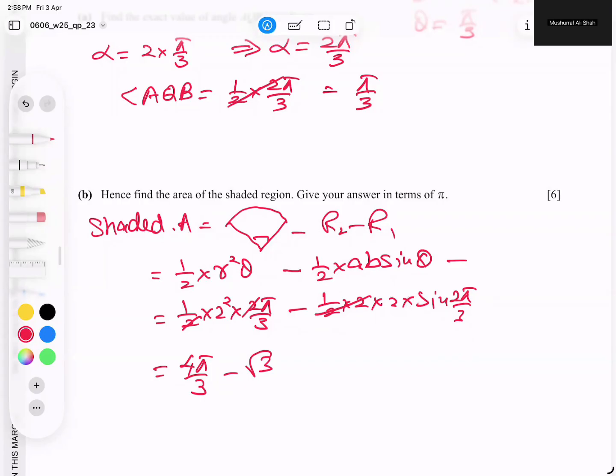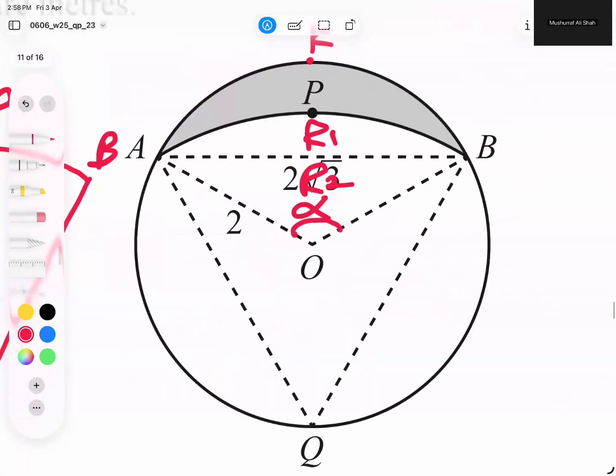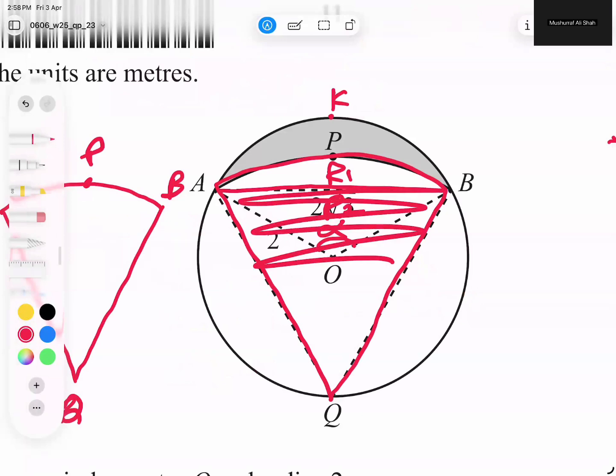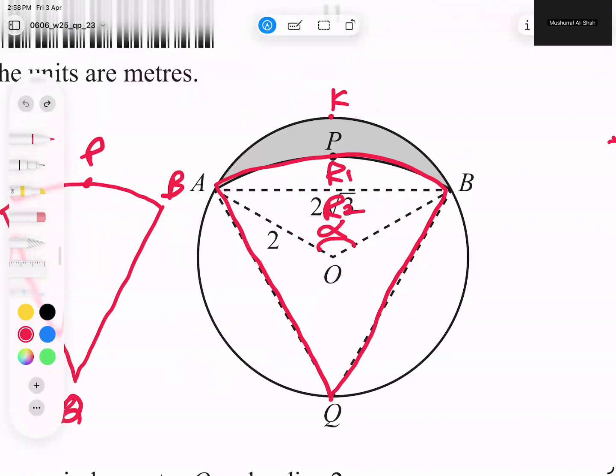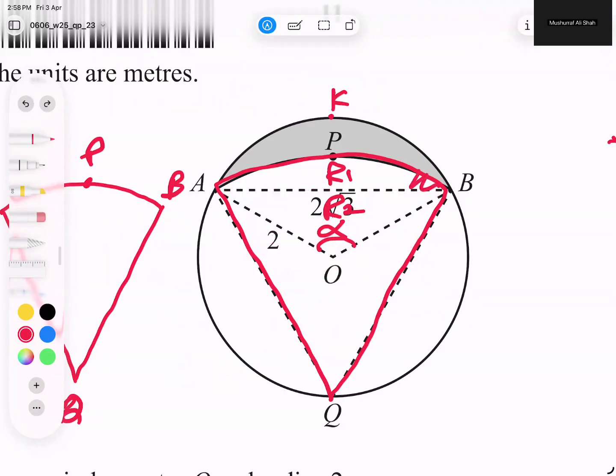What is R1? How to get R1? That is tricky. So now I bring your attention to R1. Can you see, student? This is what is called a big sector. You know it very well. And the below portion is called a triangle. It means from the sector, if I subtract the below triangle, I will get this R1 region area. I think the plan of action is very clear.